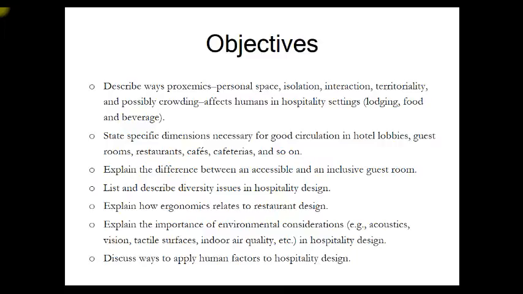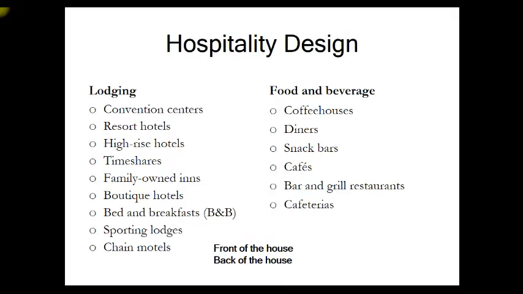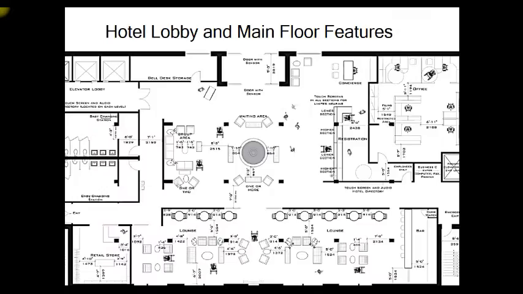Here are some of the spaces covered in hospitality design, all the way from really large convention centers to small boutique hotels. And then on the food and beverage side, everything from a small coffee house all the way up to large and prestigious restaurants. In all of these, we have a front of the house area and a back of the house area. The back of the house area being the operational space that the staff uses to do their jobs.